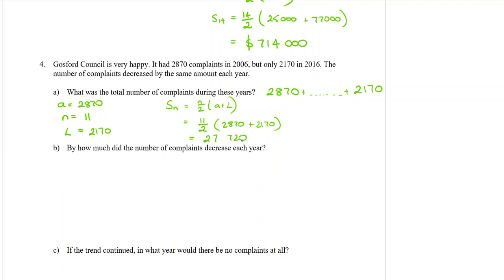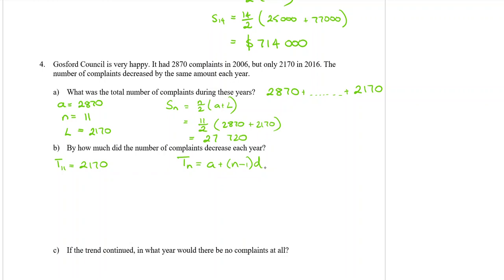Okay, question B. By how much did the number of complaints decrease each year? That's asking us to find D. All right, what do I know? I know that the 11th term is 2170. Because the term formula is T of n equals A plus n minus 1 D. I know the 11th term, I know A, I know n, and that leaves the one thing I'm trying to find, D. So I can use that to solve for D.